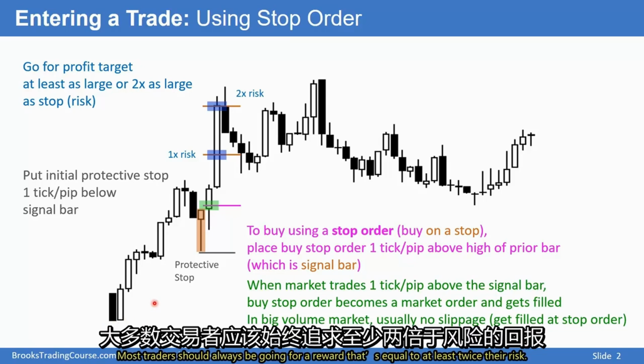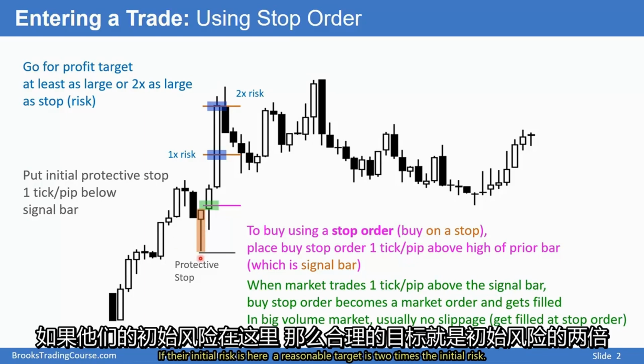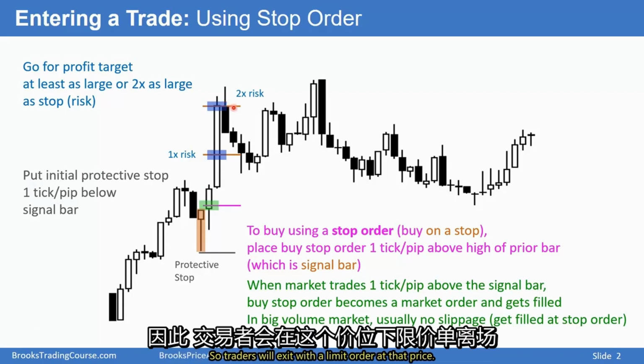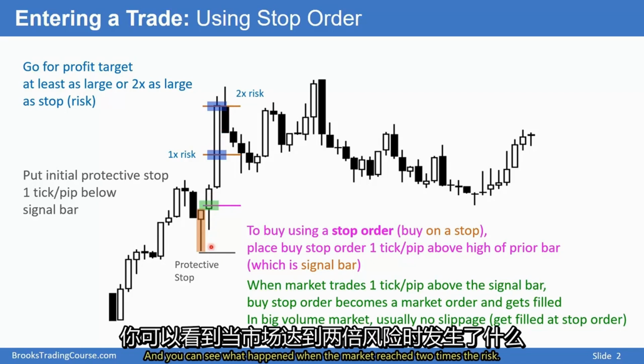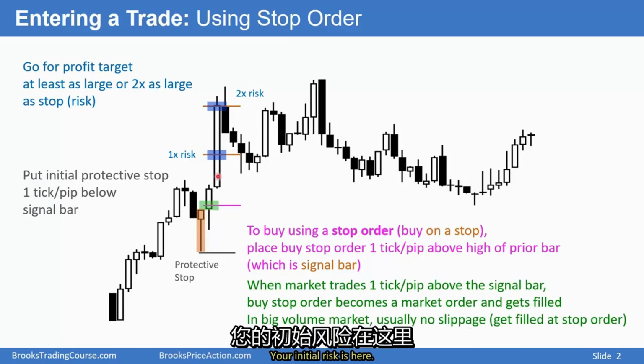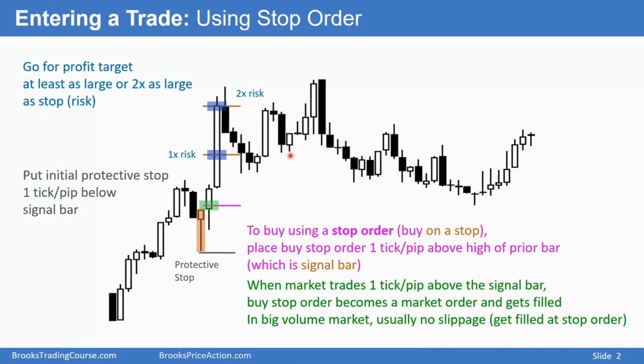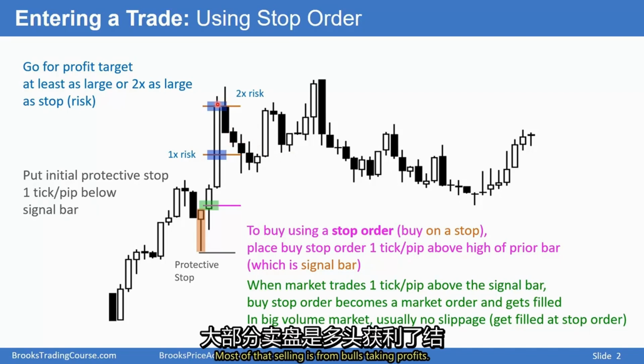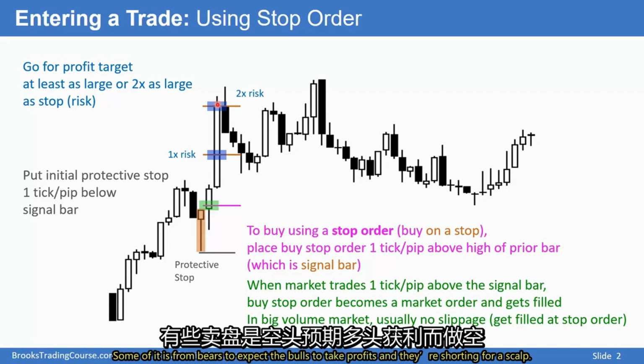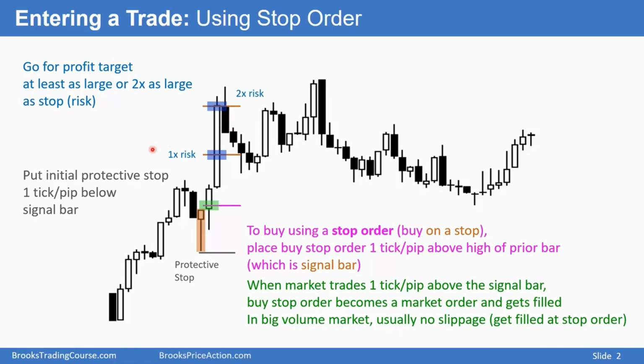Most traders should always be going for a reward that's equal to at least twice their risk. If their initial risk is here, a reasonable target is 2 times the initial risk. So traders will exit with a limit order at that price. And you can see what happened when the market reached 2 times the risk. You buy here, your initial risk is here, 1 times risk, 2 times risk. You can see there was selling. Most of that selling is from bulls taking profits. Some of it is from bears who expect the bulls to take profits, and they're shorting for a scalp.